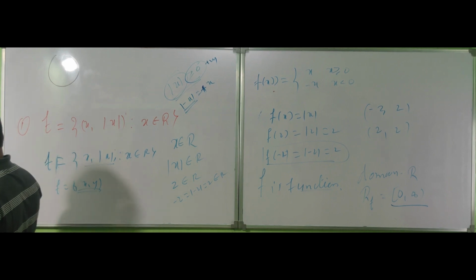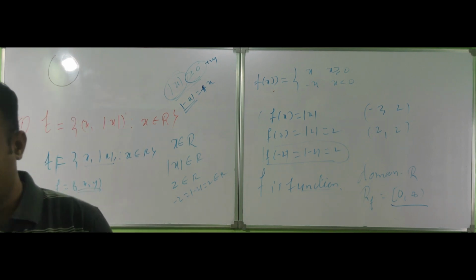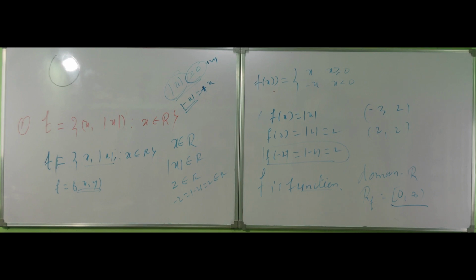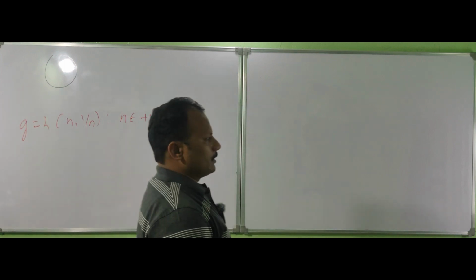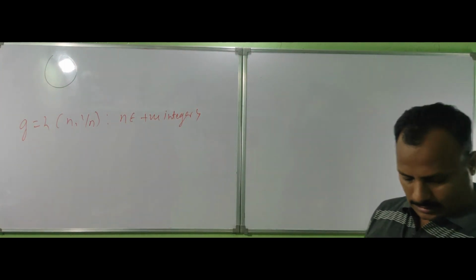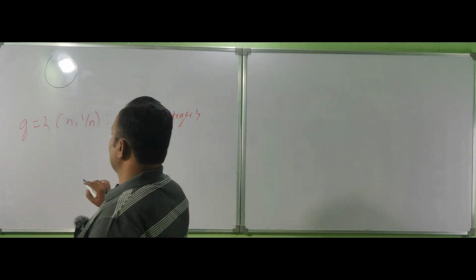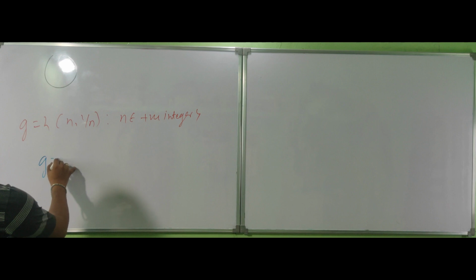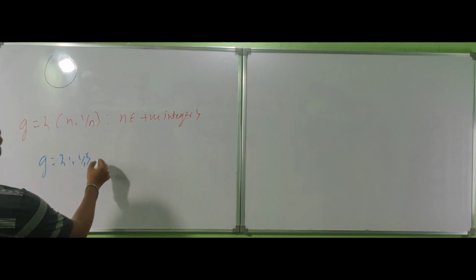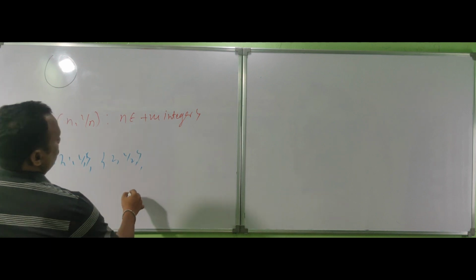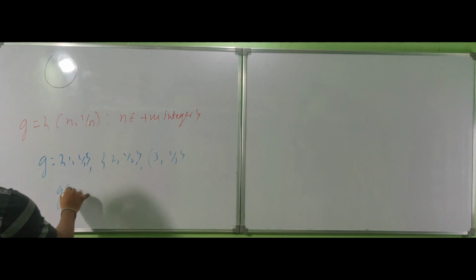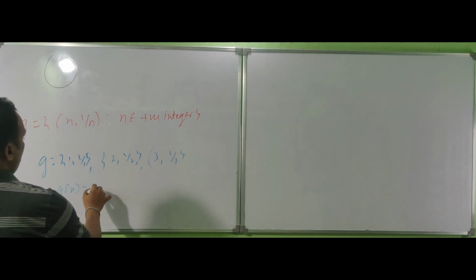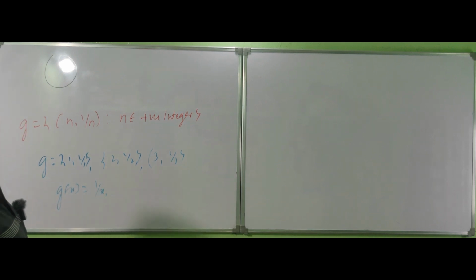Next question: if g is equal to n and 1 by n, and n belongs to the positive integers, check whether g is a function or not. Again, you can write g as 1 and 1 by 1, 2 and 1 by 2, 3 and 1 by 3. Or simply you can write g of x is equal to 1 by x. This is the function.